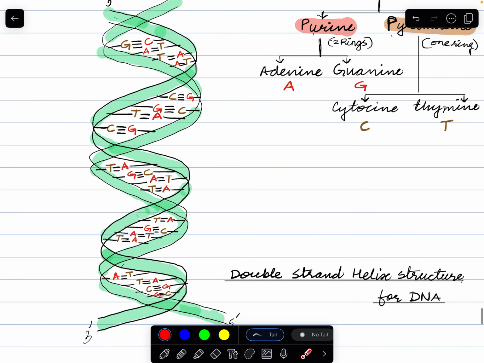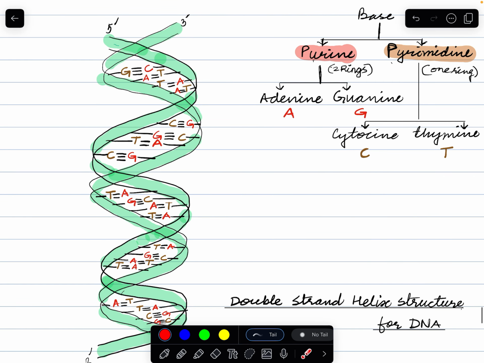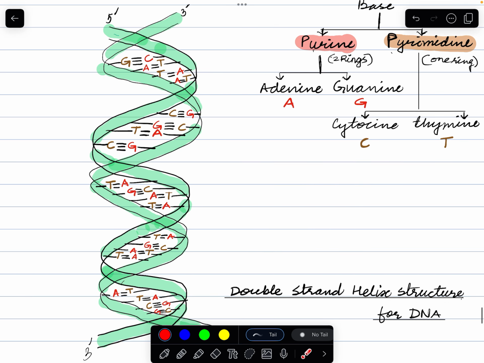And here we have shown a double strand helix structure of the DNA. This is one polynucleotide chain or backbone, and this is the second polynucleotide chain or backbone, and these are the nitrogenous bases. So have a look here. The cytosine is bonded to guanine by three hydrogen bonds, while adenine is bonded to thymine via two hydrogen bonds.